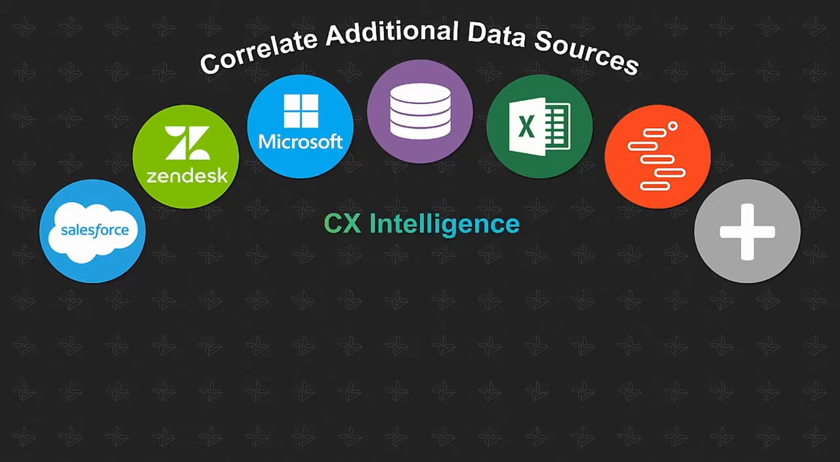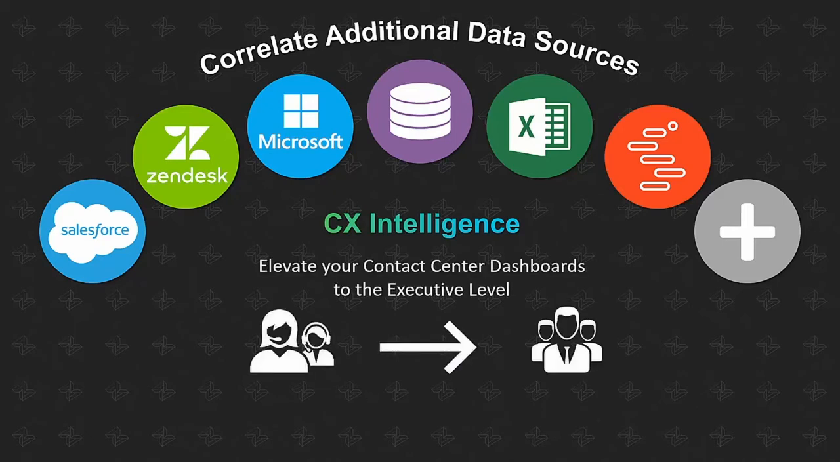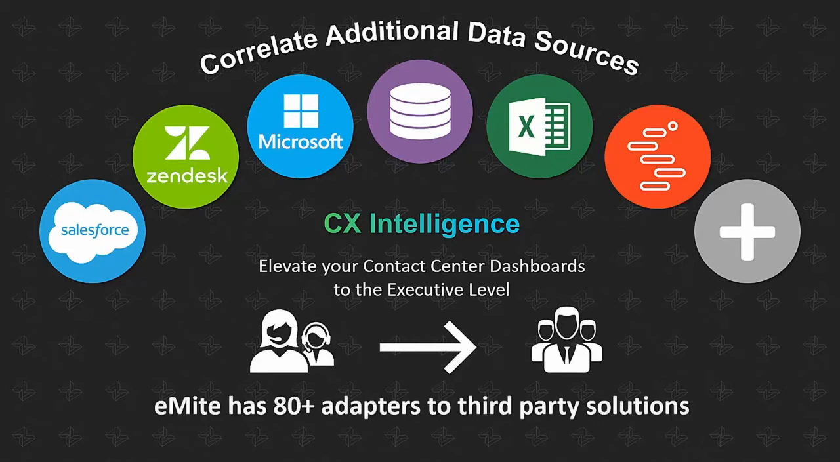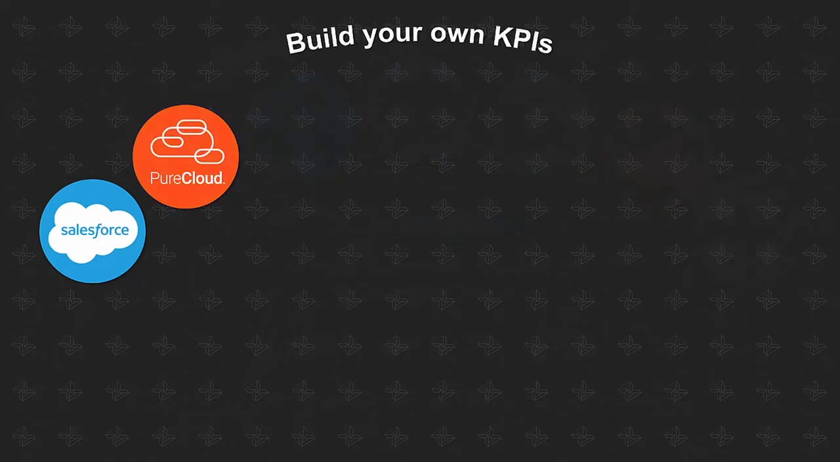And we call this CX intelligence. This essentially elevates your contact center dashboards to the executive level. And eMite has over 80 adapters to third-party solutions. Now, this ultimately allows you to build your own cross-correlated KPIs.